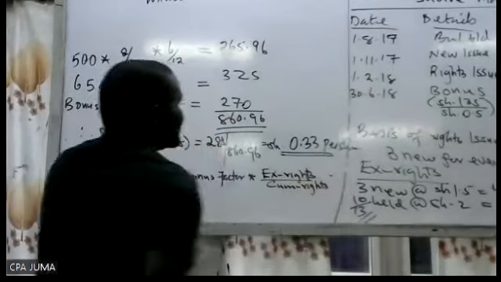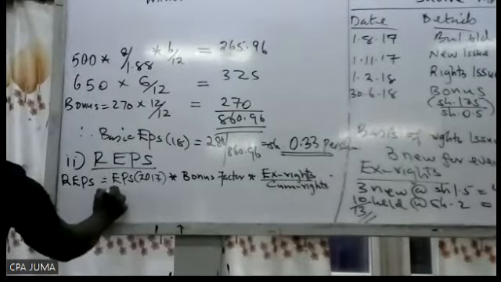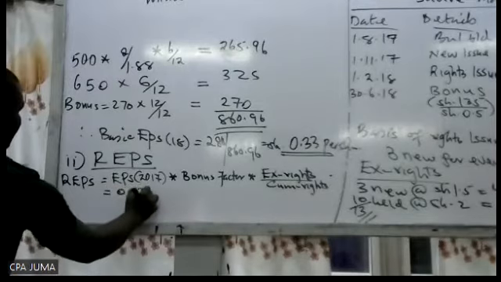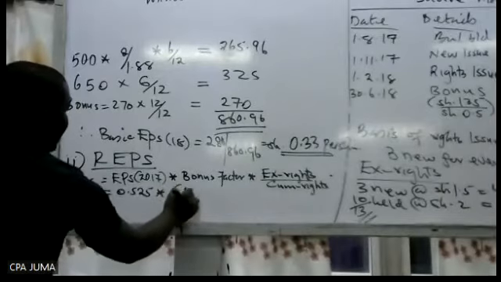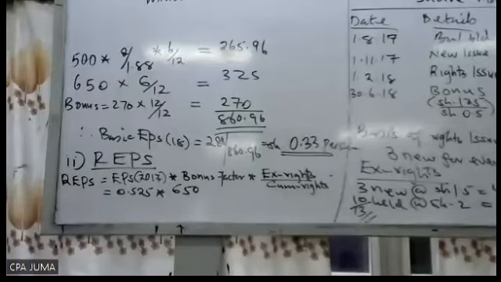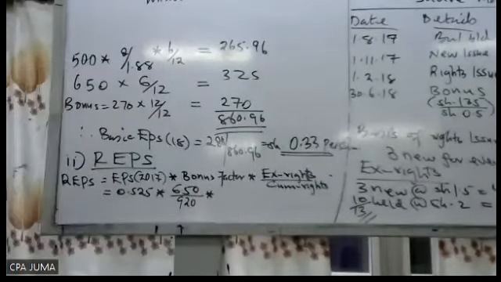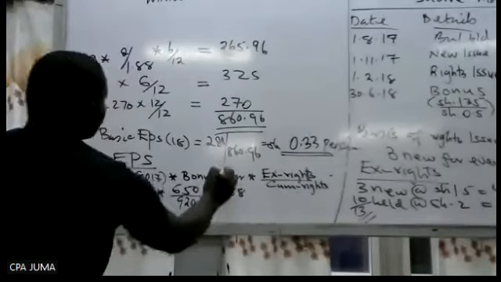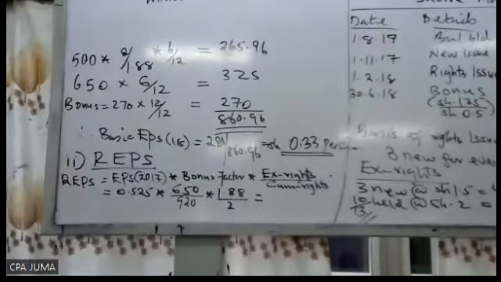There are two ways of doing this; this is the easiest. EPS last year was 0.525. How do you get the bonus factor? The bonus factor is the number of shares before the bonus over after the bonus. Before bonus we had 650 shares. After bonus, how many shares do we have? X-rights price was 1.88, cum-rights price was 2. Restated EPS here.